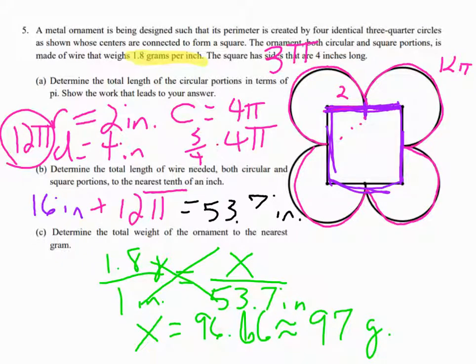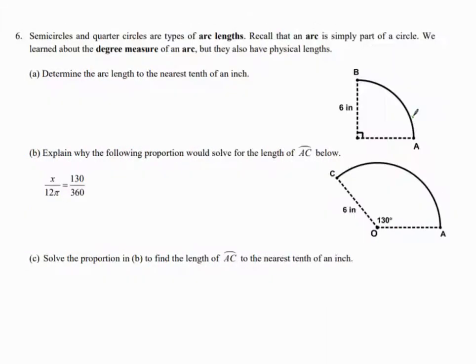All right, and then finally, number 6 deals with arc lengths. Semicircles and quarter circles are types of arc lengths. Recall that an arc is simply part of a circle. So determine the arc length to the nearest tenth of an inch. Now I might do it differently than they do it on the video lesson. So what I would do here, first of all, this is telling us that we have a 90-degree angle, and that means that we're dealing with a quarter of a circle.